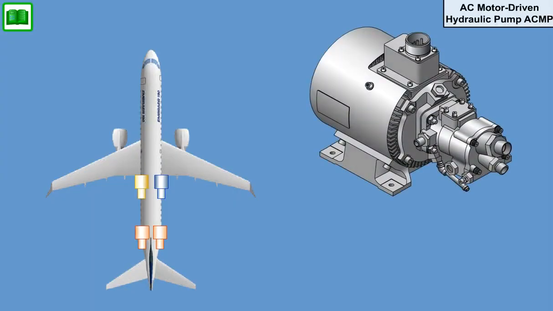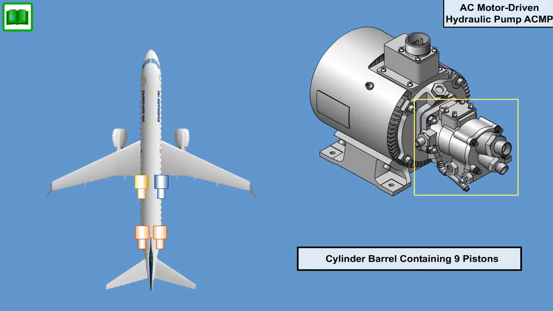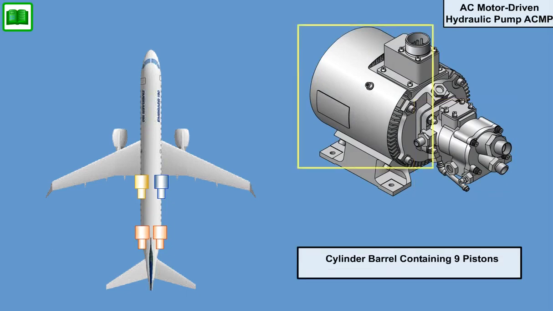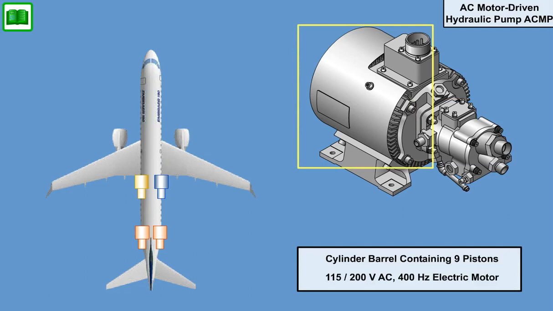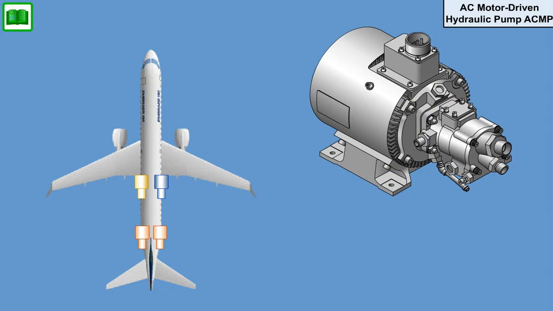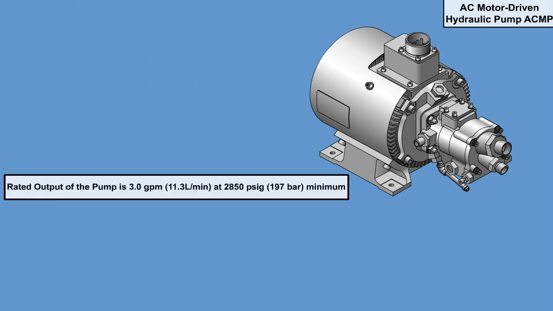The AC motor-driven hydraulic pump, ACMP, is an axial piston type unit. It has a cylinder barrel containing 9 pistons, which are driven by a 115/200-volt AC 400 Hz electric motor. Operation of the AC motor-driven hydraulic pump is similar to the operation of the engine-driven hydraulic pump. The rated output of the pump is 3.0 gallons per minute, 11.3 liters per minute, at 2850 psig, 197 bar minimum.